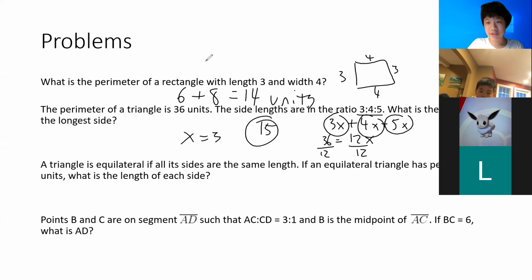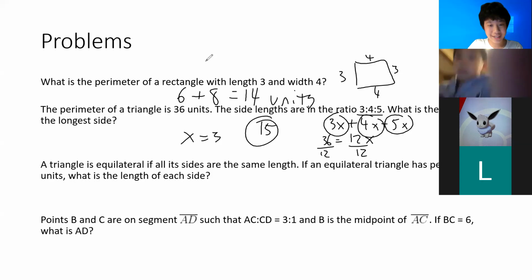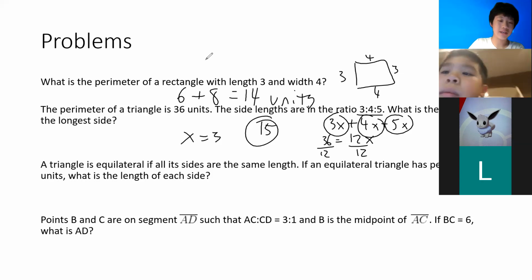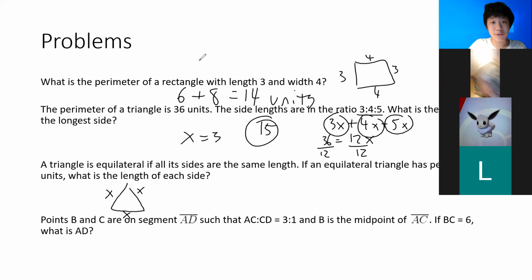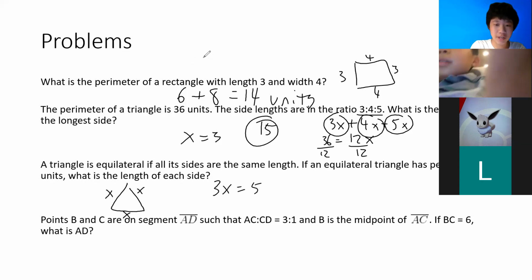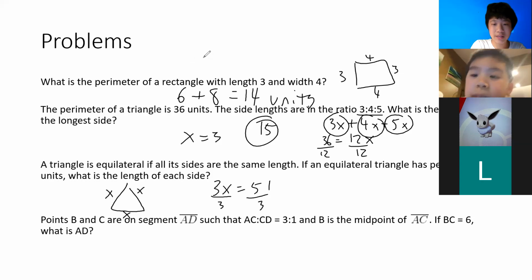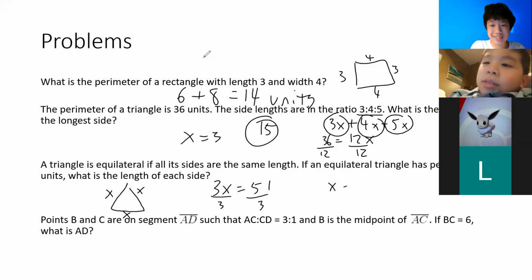So now, the third question. A triangle is equilateral if all its sides are the same length. If an equilateral triangle has perimeter 51 units, what's the length of each side? Well, if the triangle is equilateral, then all the sides have length x, right? So if we add all those sides together, we'll get the perimeter. x plus x plus x is 3x. And this will be equal to the perimeter, 51. Divide by 3 again. So this x will be 17.